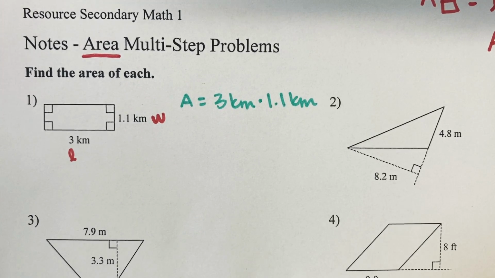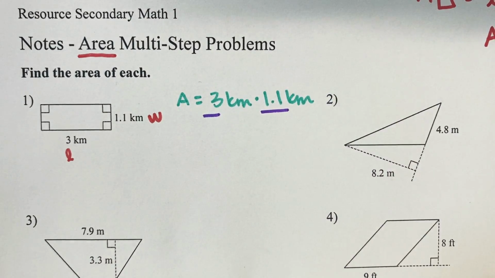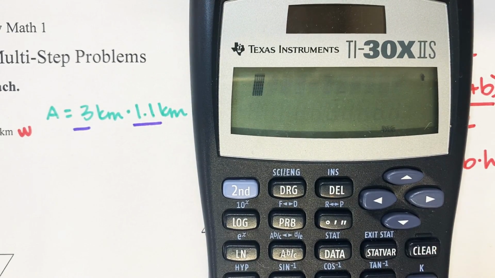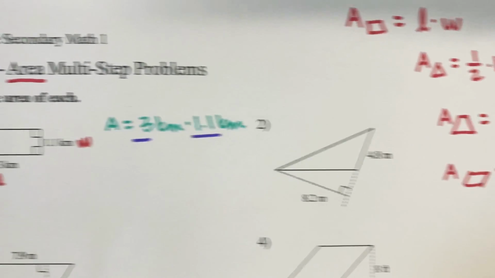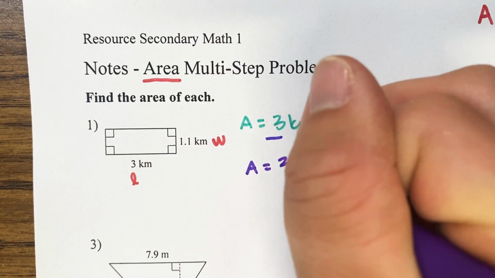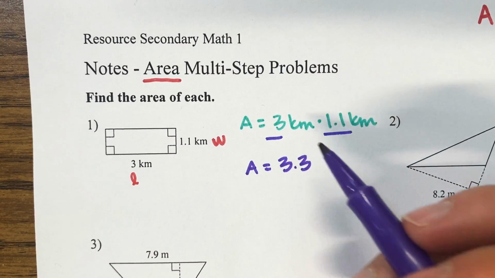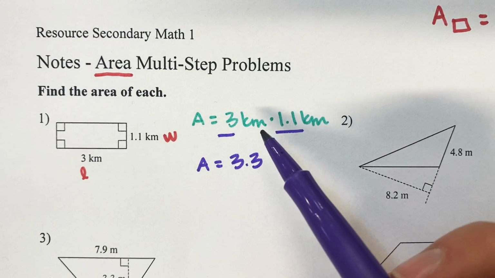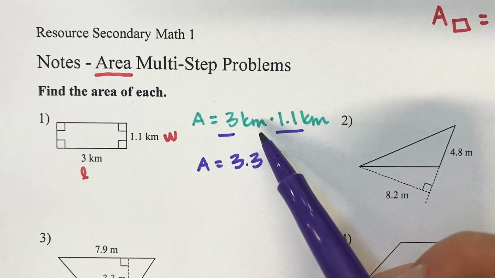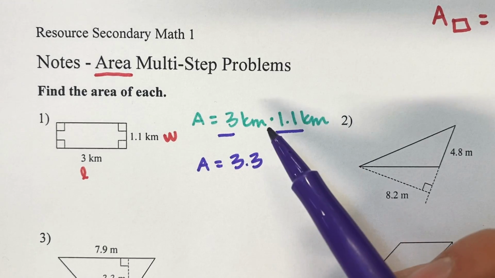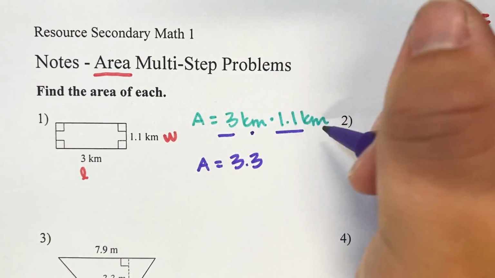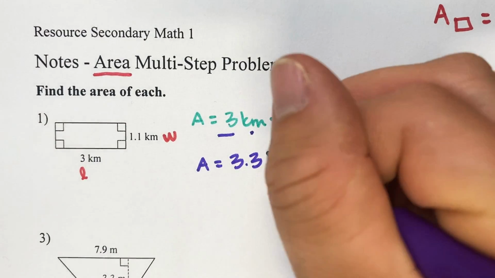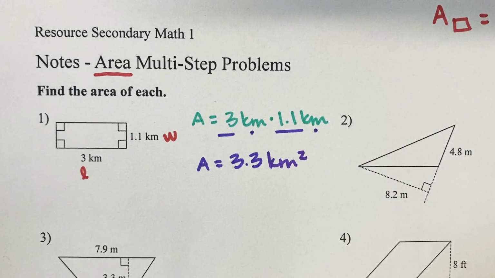Okay, now I can go ahead and multiply that in my calculator. So here we have 3 times 1.1 is what I'm going to punch in, and I get 3.3. Area equals 3.3. Okay, now we cannot forget our units of measurement. Remember, if you're an engineer or something like that, and you don't specify kilometers versus centimeters, those two things are very different. So we have to do our units. And since there are 2 kilometers being multiplied together, we have kilometers squared.